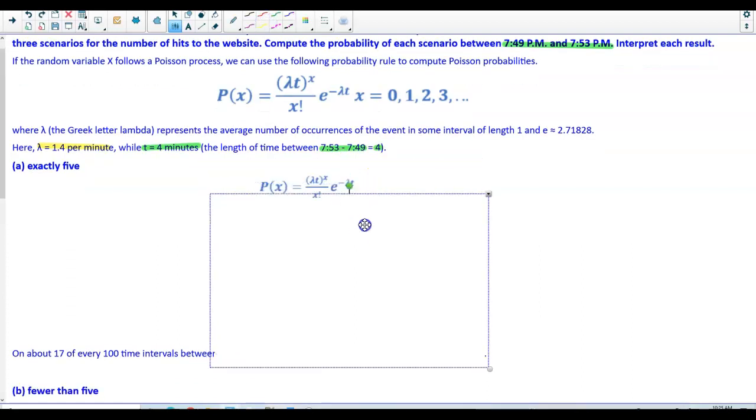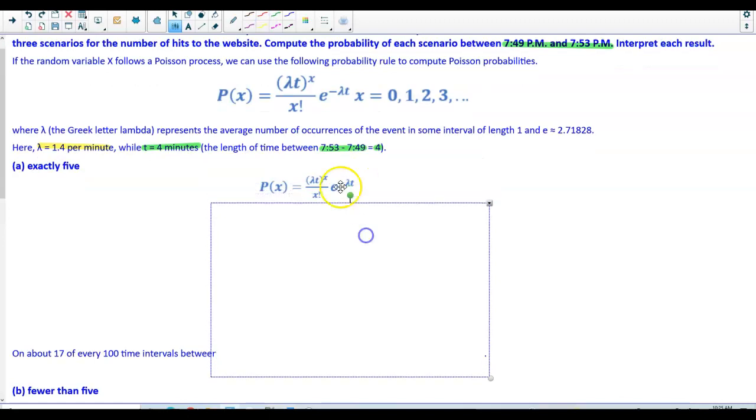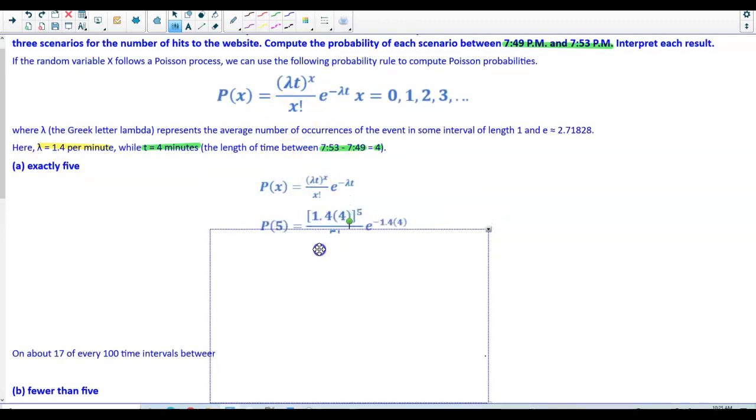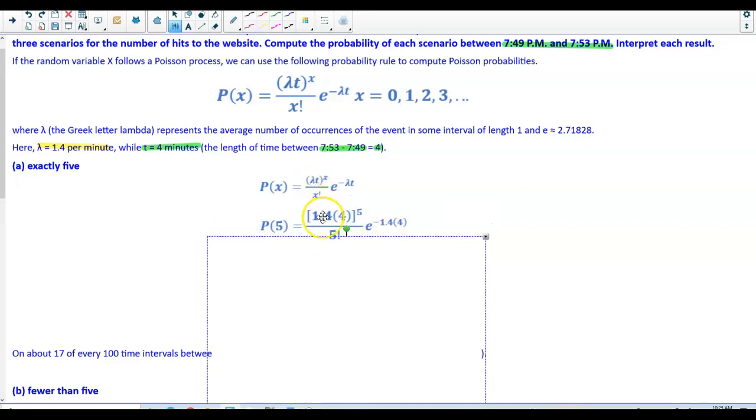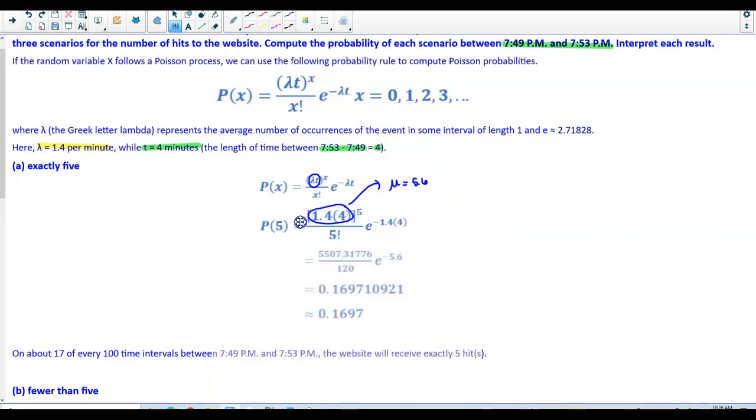All right, so if we plugged it into the formula that we have up here, we would get the following. You take lambda, which is 1.4, and multiply it by t, which is 4. So when you find this result, that means the value of the mean, because it's the same thing as the mean, would equal 5.6. So if we plug this into our formula and find the probability, we would get the following result.